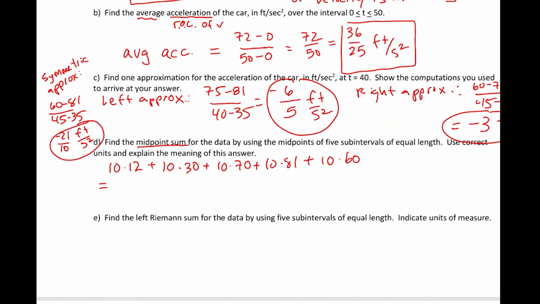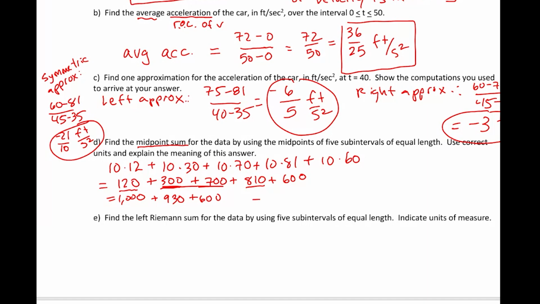Well, actually, we're multiplying by 10, so it won't be too bad. But if this were any more complicated, you could probably expect it to be on a calculator section. So you get 120 plus 300 plus 700 plus 810 plus 600. So let's see if I can make this a little bit more efficient. 300 and 700, that's going to be 1,000. Let's see, 810 and 120 is going to be 930 plus 600.